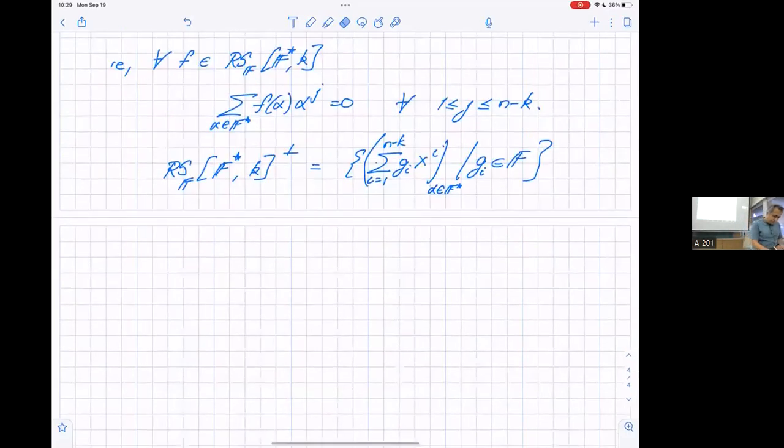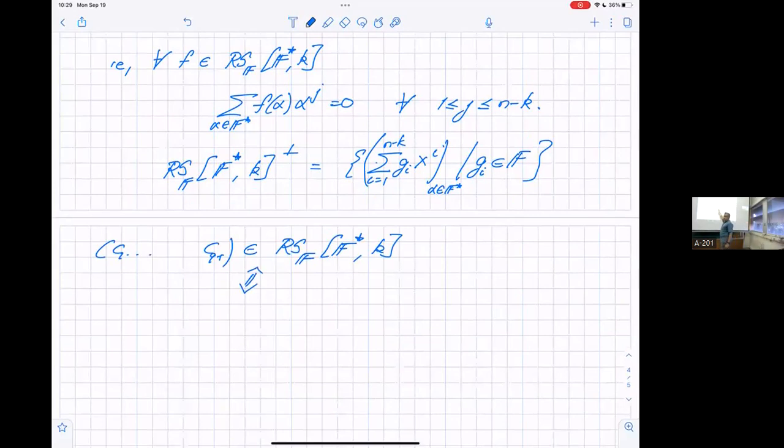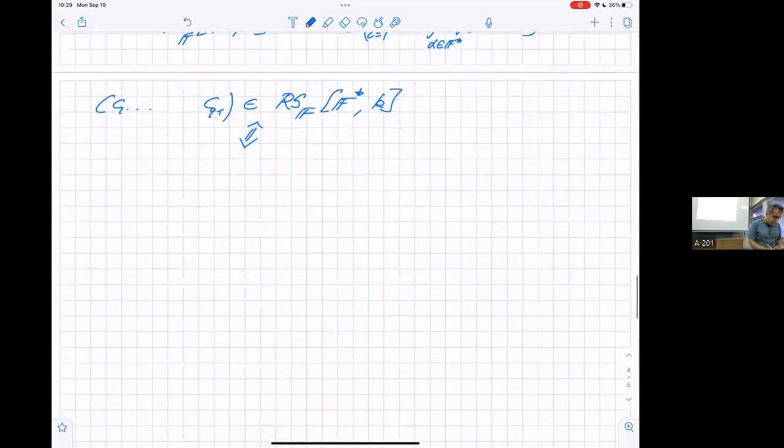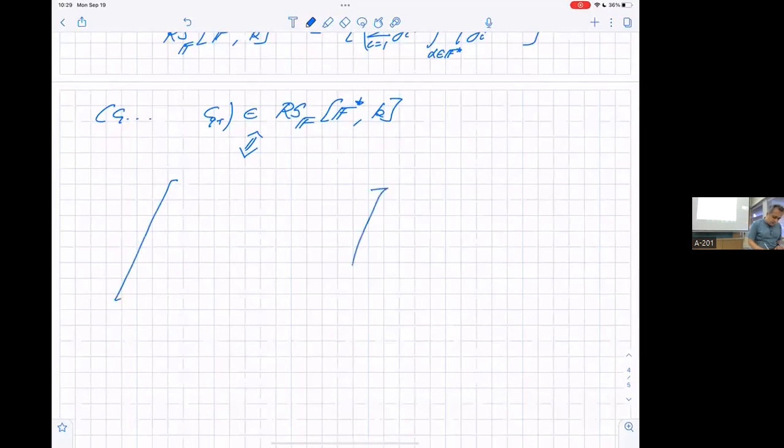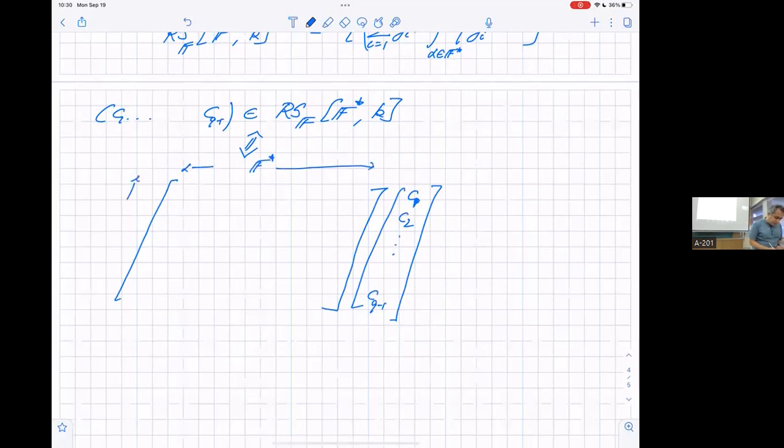I'm claiming that c_1, c_2, ..., c_{q-1} belongs to Reed-Solomon F star k if and only if it's orthogonal to the right set of constraints. What is it? It's exactly this object. That is, if and only if you have this property. So this is c_0, c_1, c_2, up to c_{q-1}. Here, what should I put? I should put the evaluation points. So this is F star. And here I should put the monomials.